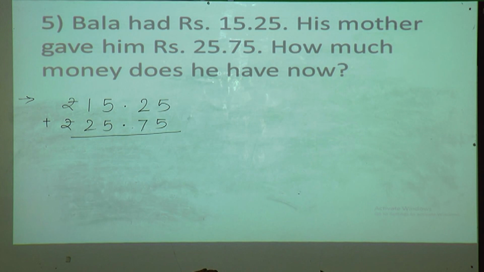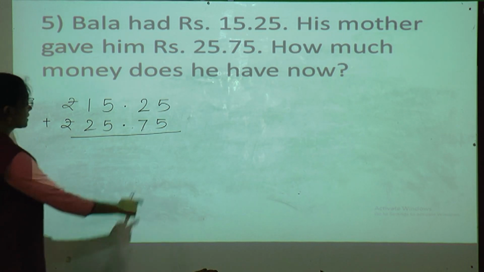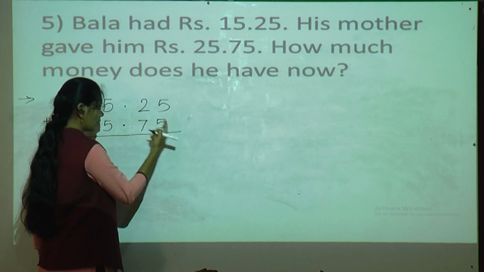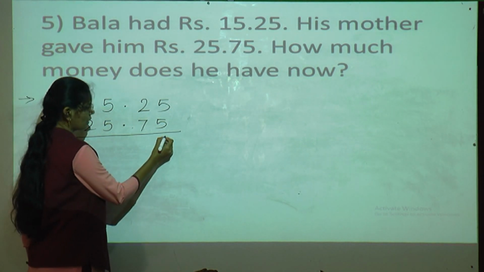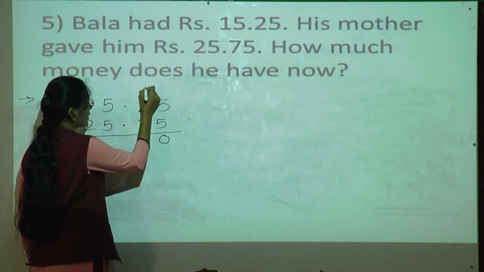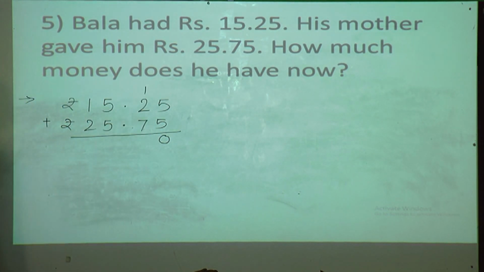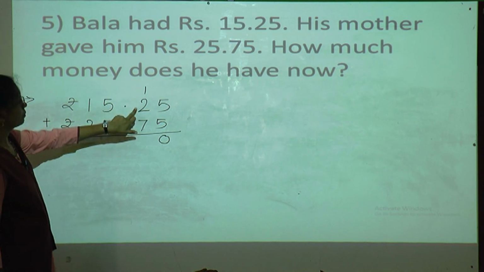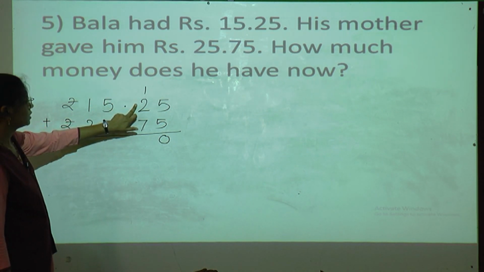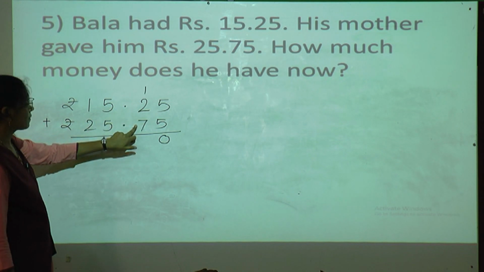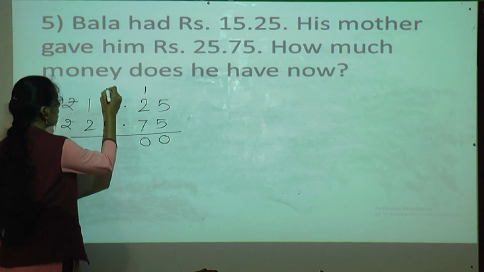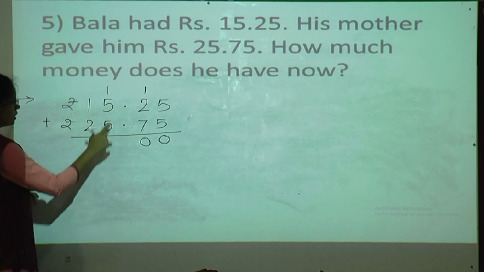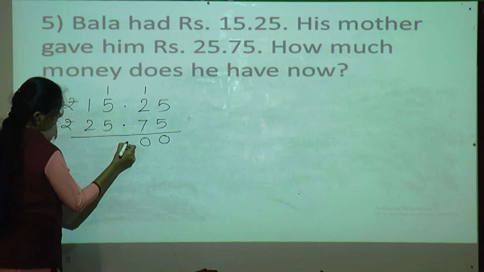Do the addition. 5 plus 5, yes, 5 plus 5. After 5, count your 5 fingers. 5 plus 5, 10. So what will you write here? 0 and 1 as carry to the next place. Then see the next column. Here 1 plus 2, 3. Then 3 plus 7, 10. Correct. So here again we'll write 0 and 1 as a carry. Now here we have to give a dot.